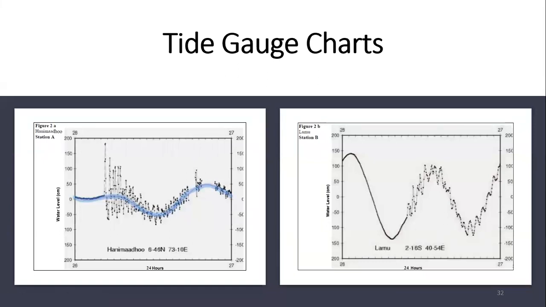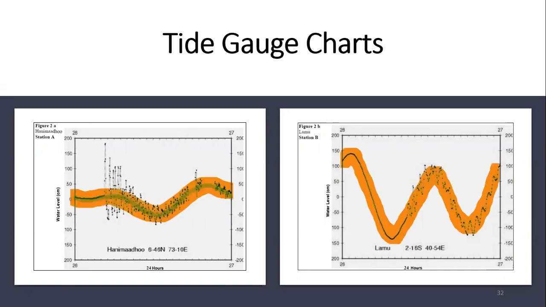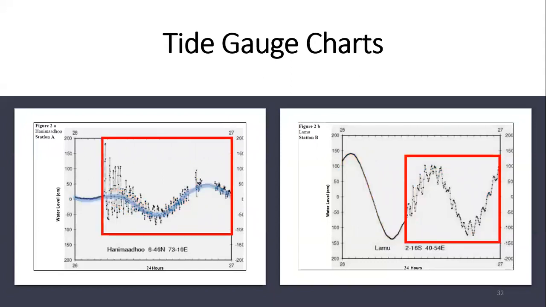Tide gauge charts. Finally, you will utilize the recorded tide charts for the Hanamaru and Lamu tide gauges. Each tide chart reflects the measured water levels, measured in centimeters along the y-axis, and time measured in hours along the x-axis. Both charts show 2 distinct signals: a main continuous signal that is thick with a long period representing the ocean tide, and a shorter period signal overlaying the main tide signal representing the tsunami.